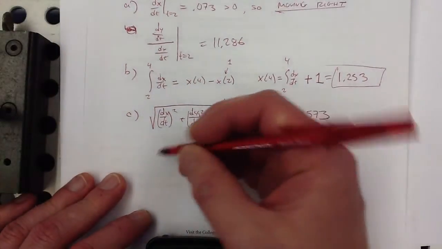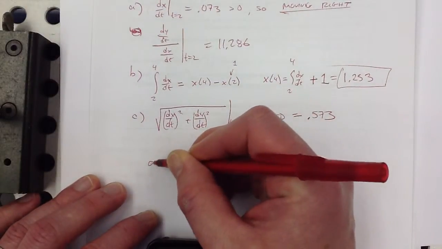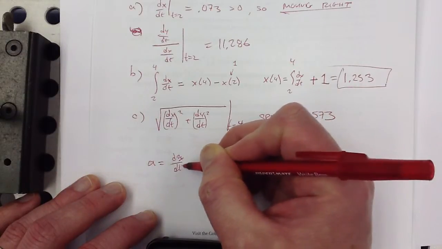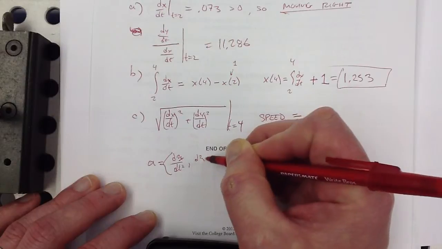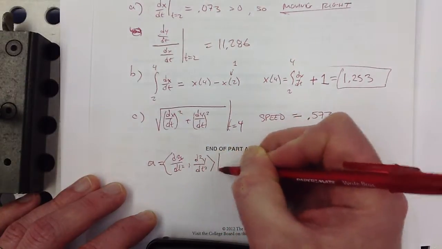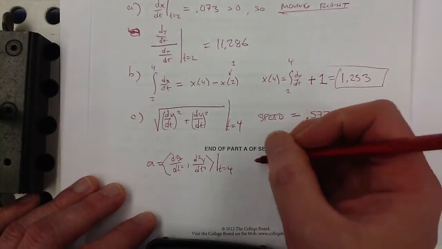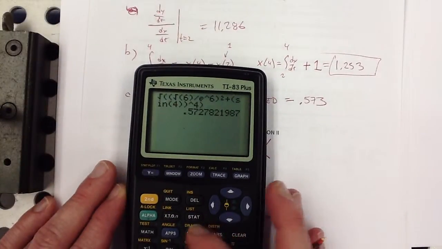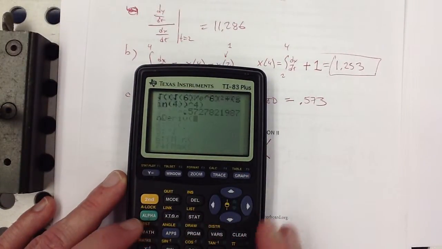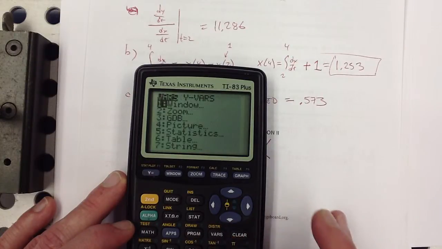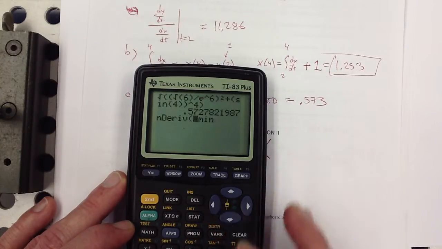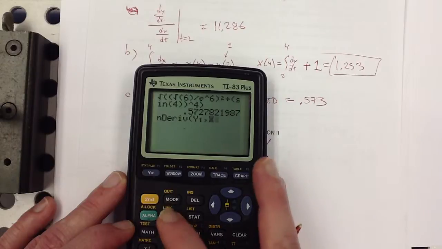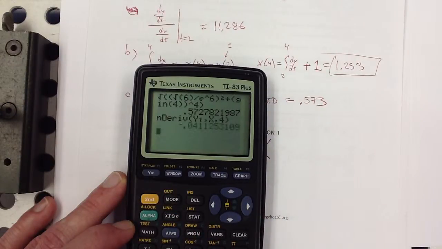And then the acceleration vector is equal to the second derivative of each, evaluated at t equals 4. So I'm going to use nDeriv to do that, and I'll just write them down as I go. So let's see. We have math 8, nDeriv. I'll do the y first. Oops, what happened there? Went variables, Y variables, y1, comma x, comma 4. That'll give me my derivative.